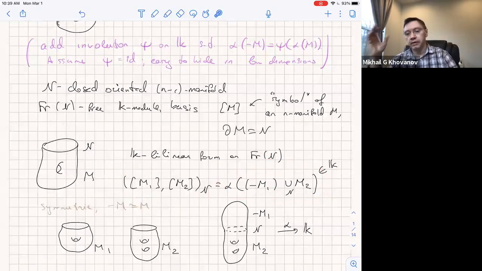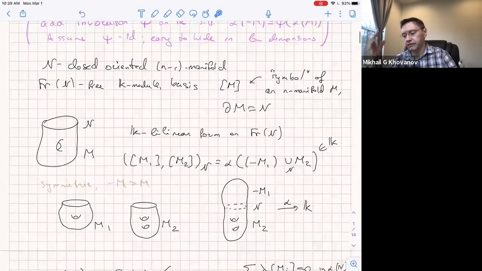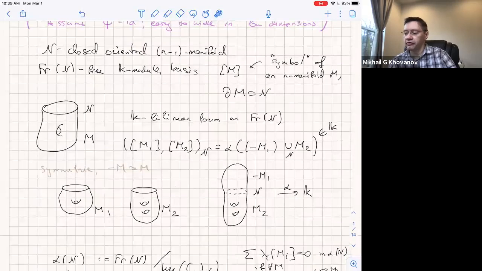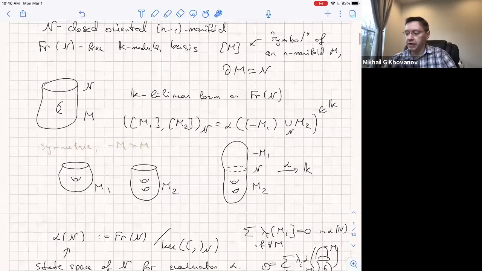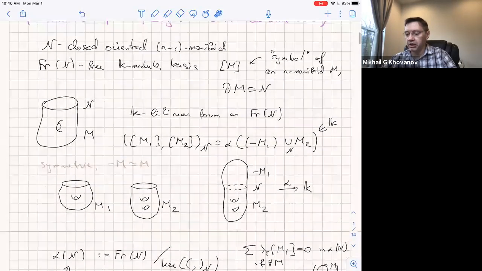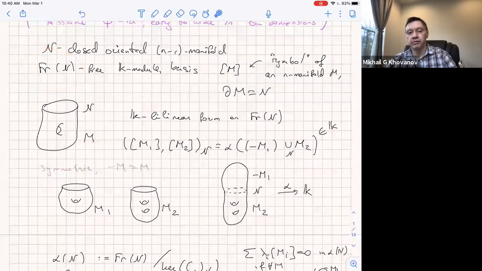And again, we're ignoring orientations. So for this reason, the pairing is symmetric. Alpha of minus the manifold is alpha of the manifold. Again, this is a minor, additional thing to keep track of in high dimensions. But in low dimensions, there is no difference. And in all our cases, minus M is diffeomorphic to M. So this way we get a bilinear form on this very large vector space, well, with a countable basis, if you look at manifolds up to diffeomorphism.